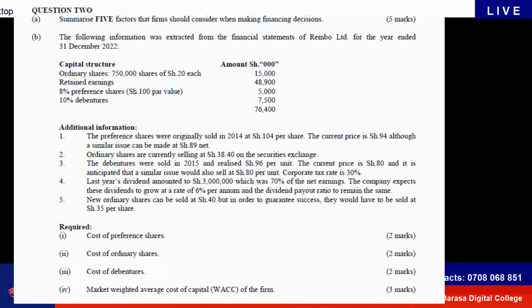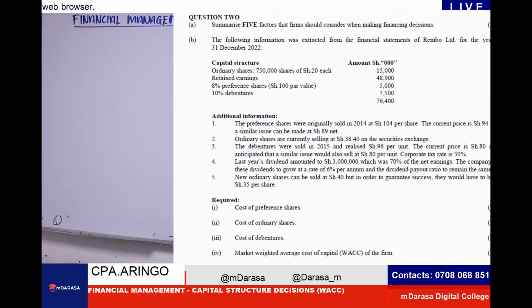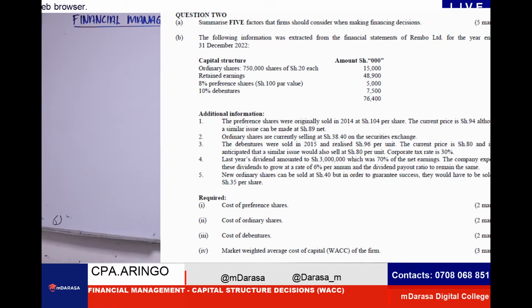We are also given the component of retained earnings, with a value of 48,900. We are also given preference shares, which have a par value of 100, and the total value we had was 5 million. In addition, the examiner also gave us debentures, with a value of 76,400. Looking at that case, my good students, continuation of the same.